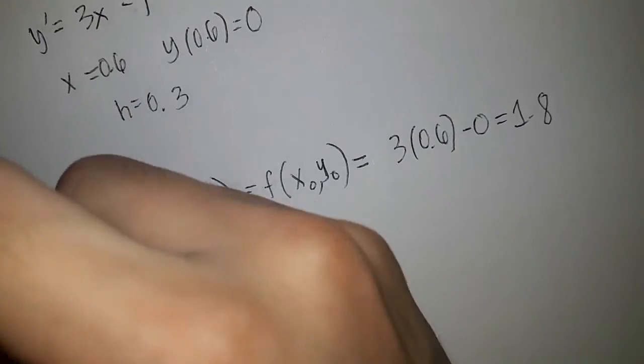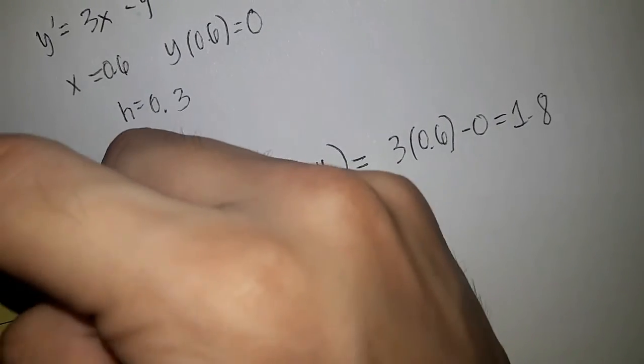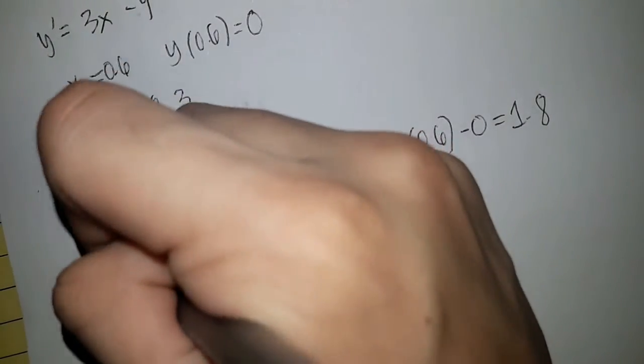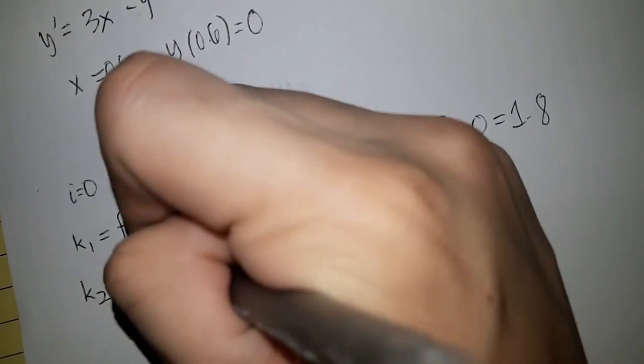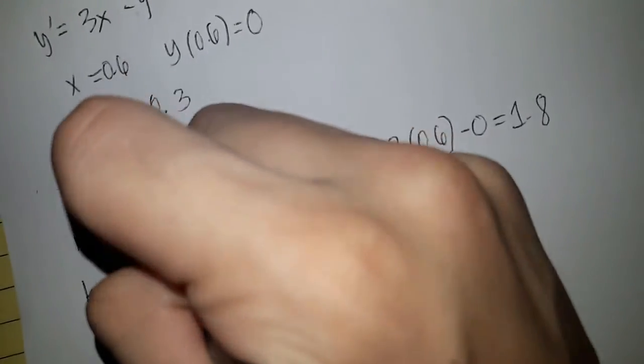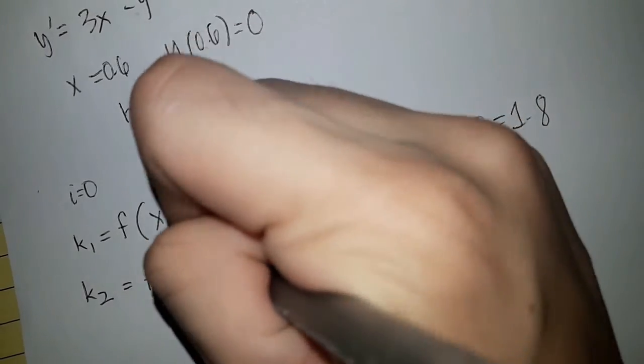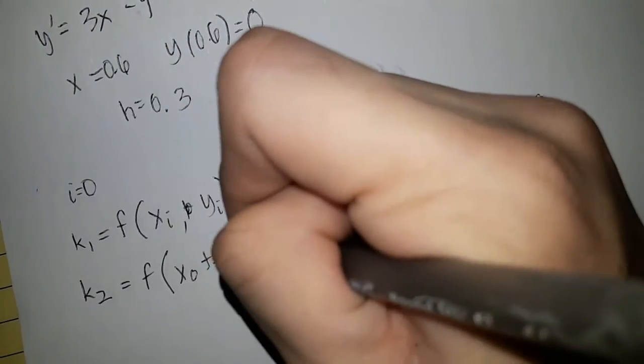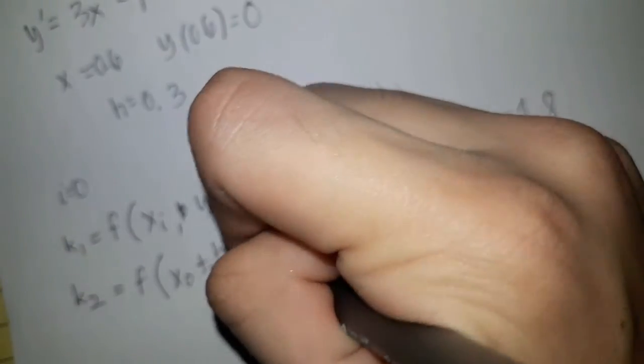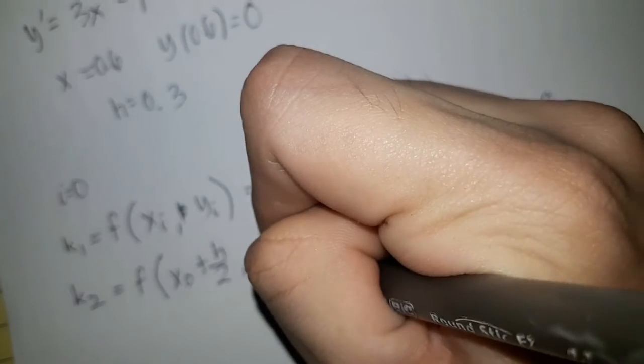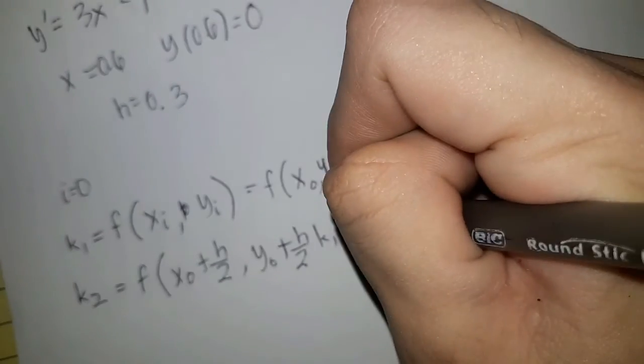So for k2, the function of x sub 0 plus h over 2, comma, y sub 0 plus h over 2 times the value of k1.